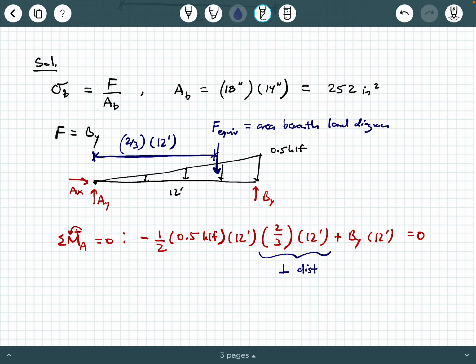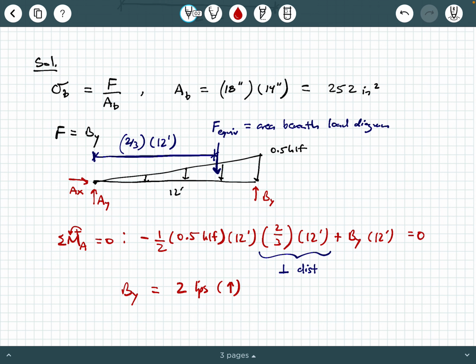Now, we then say plus BY times 12 feet, because this BY is causing a counterclockwise tendency of rotation about point A, if you just look at BY, and its moment arm away from A is the full 12 feet, okay? So we perform this calculation, and we get BY equals, and I'm going to punch this through in my calculator along with you, so I encourage you to do it with me. Okay, so I get 2 kips reacting upwards, okay?